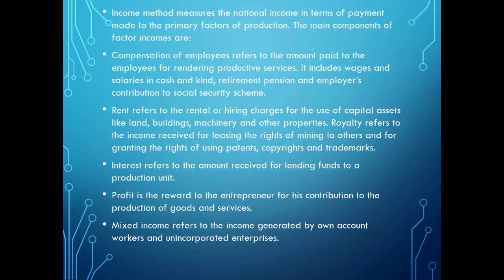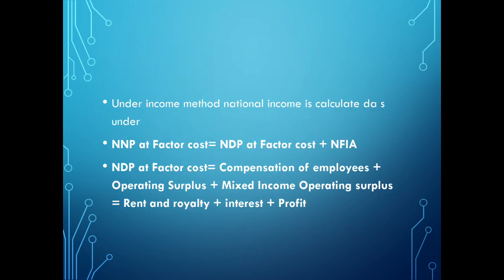Next, profit. Profit is the reward for the entrepreneur for his contribution to the production of goods and services. And next is mixed income. That is income generated by own account workers and unincorporated enterprises. All these together form the factors of production reward, or the income given to the factors of production.